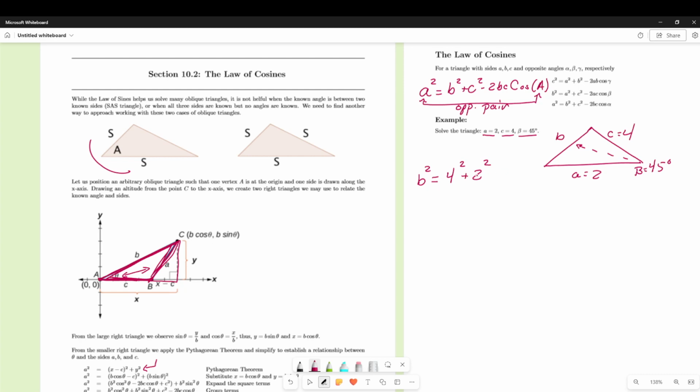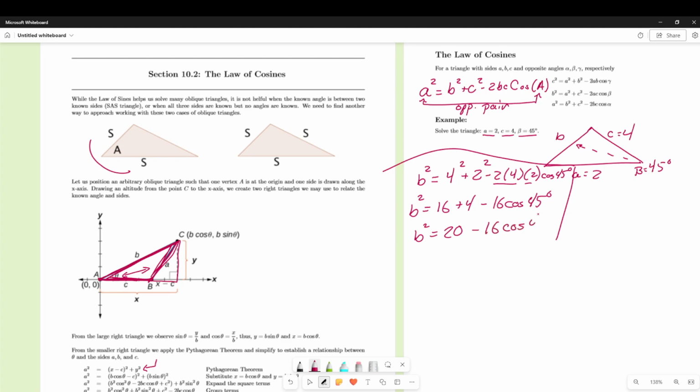The other two lengths squared sum, in any order you want, really, minus 2 times the product of your side lengths times the cosine of the angle between them, 45 degrees. Sorry, that got squished there. And then you're just calculating it out. B squared equals 16 plus 4 minus 8, 16 times the cosine of 45 degrees. So B squared equals 20 minus 16 cosine 45 degrees.